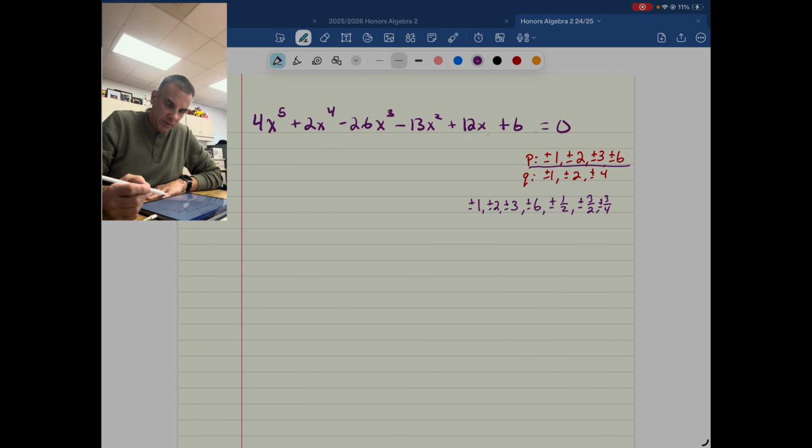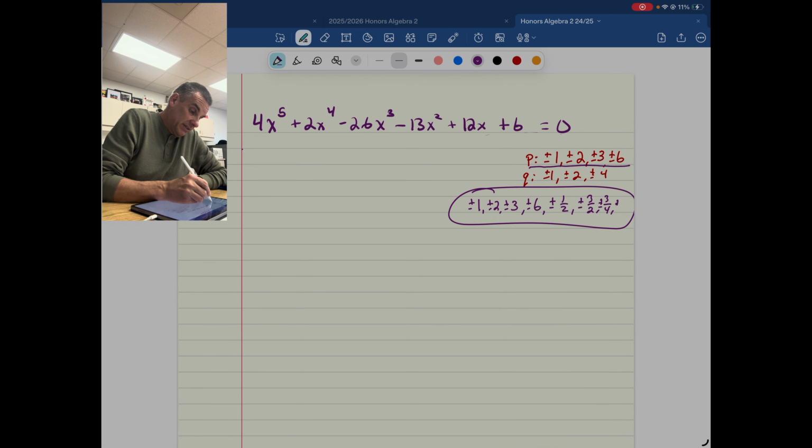I'm running out of room. We got 6 divided by 1, we've already got 6. 6 divided by 2, we've already got that. 6 divided by 4, we don't have that. So our last one, I guess we got a little bit of room here. Positive and negative 6 divided by 4, which is 3/2, we already have it. So there are all of our possible roots.